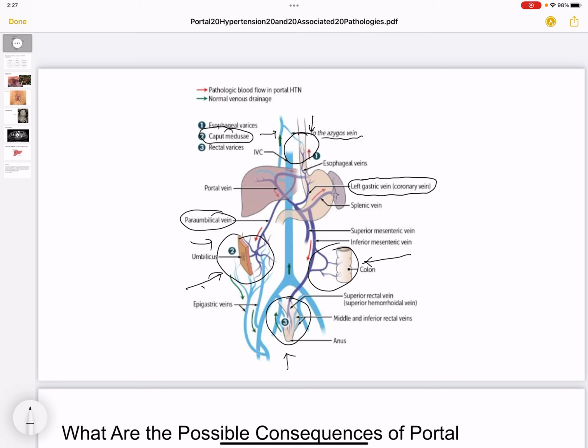And the last location that we're going to talk about is found in our rectum, and it is going to be with our superior rectal veins that are part of our portal system, that are close to the middle and inferior rectal veins that are part of our systemic circulation. And with portal hypertension, we're going to get that blood flow from the superior rectal vein to our middle and inferior rectal veins, and that is going to result in hemorrhoids as well as rectal varices.